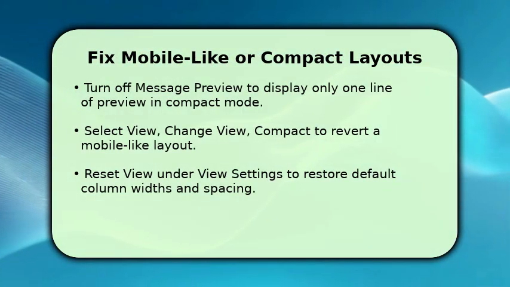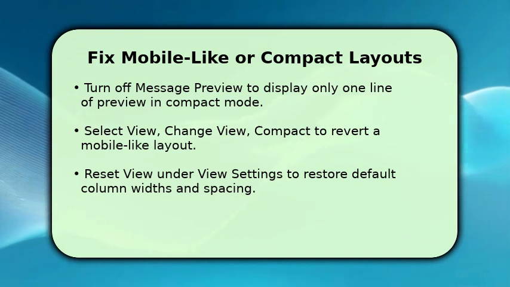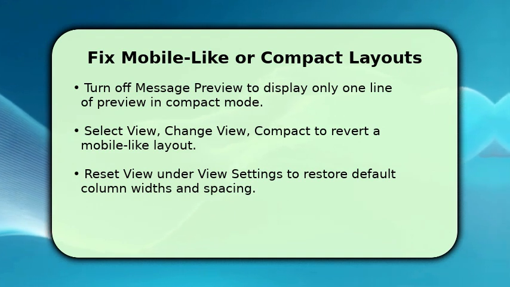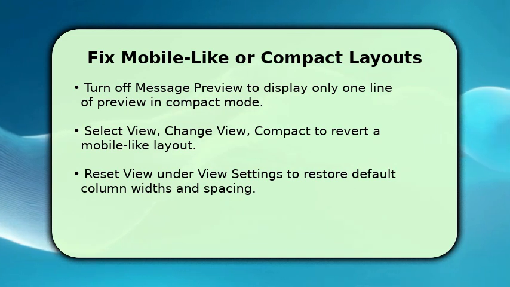If Outlook looks mobile-like, open View and choose Change View, then compact to return to a traditional layout. Turn off Message Preview if you see multiple preview lines. Set Preview to off to show only one line.